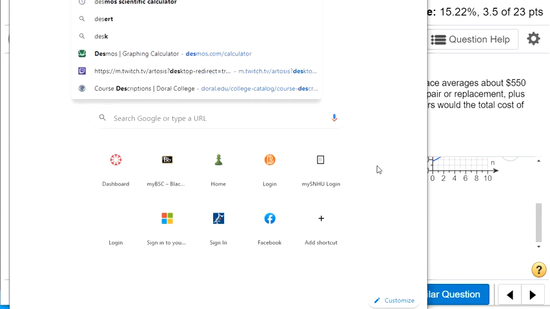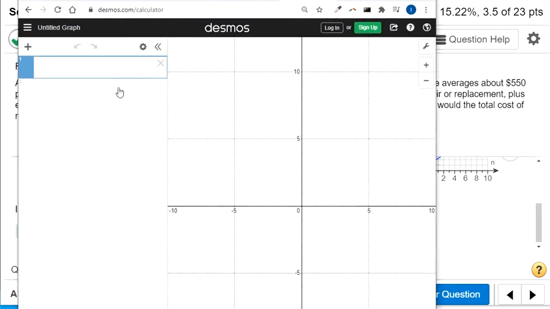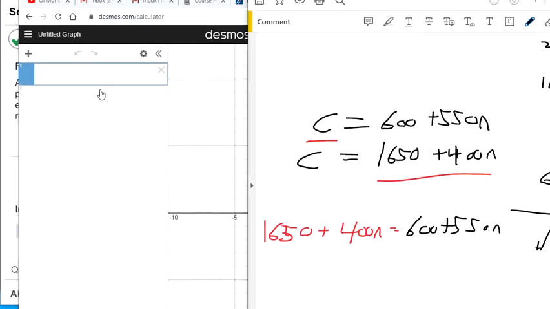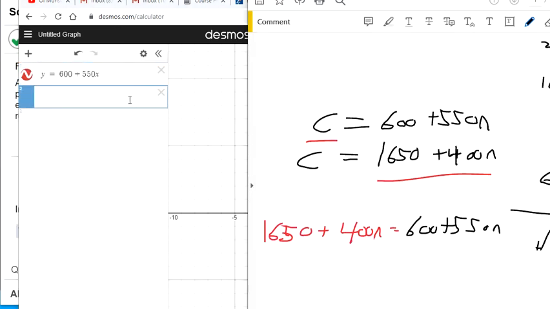Okay, you can go to desmos.com. Let me bring that down so you can see it. You can go to desmos.com and you can type in these equations. Just put y instead of c, and x instead of n. 1650 plus 400x.